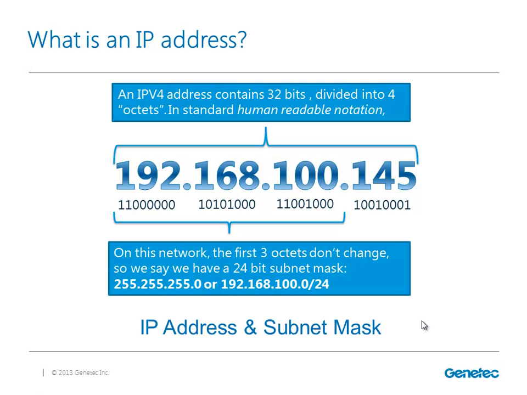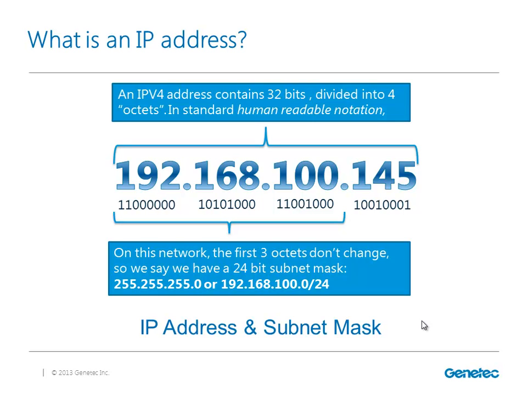What is an IP address? An IP version 4 address contains 32 bits of information divided into 4 octets in standard human-readable notation. For example, the value 192.168.100.145 is a valid IPv4 address. Notice that the information is broken into 4 octets, each separated by a decimal point. On this network, the first 3 octets don't change, so we say that we have a 24-bit subnet mask.